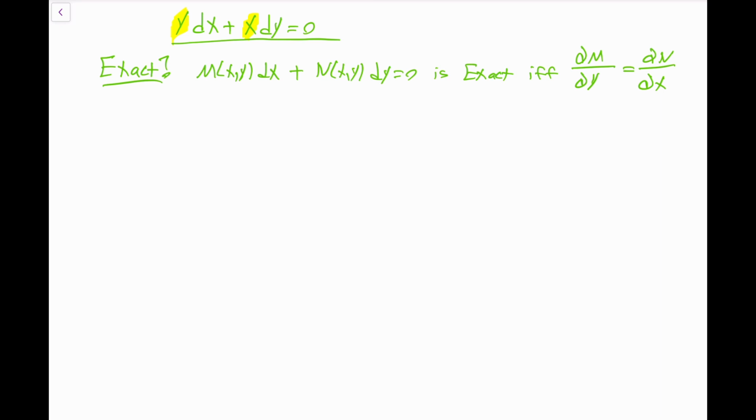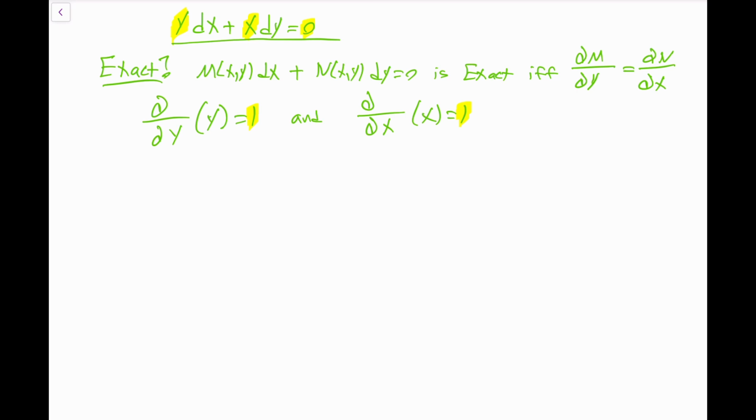So let's just check this. So the partial with respect to y of y is just a 1. And the partial with respect to x of x is just 1. And of course, 1 equals 1, so we're good to go. Notice the right-hand side of the differential equation is 0. Good to go. All right, so how do we solve this?